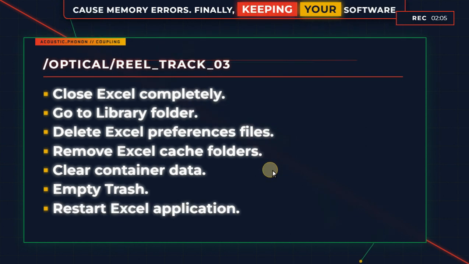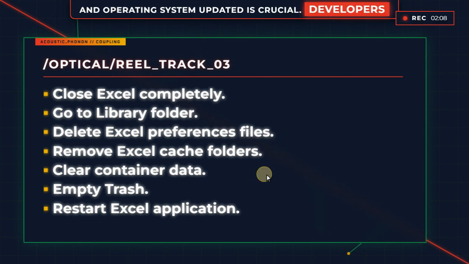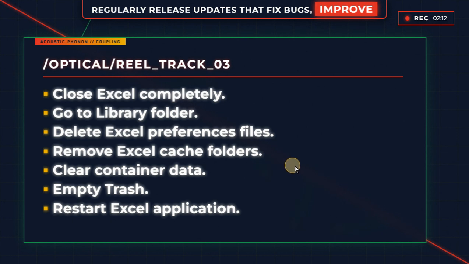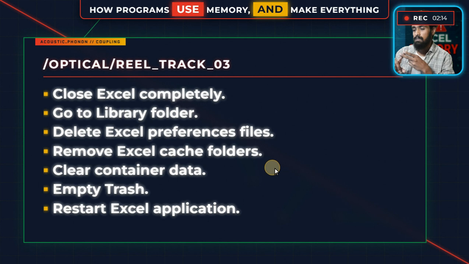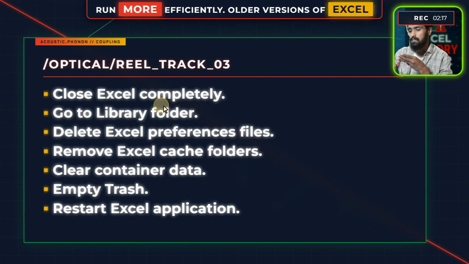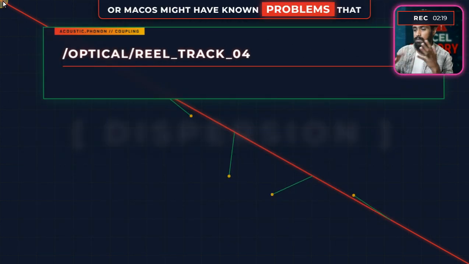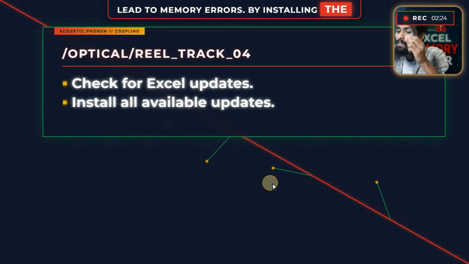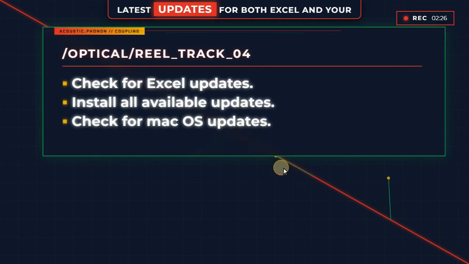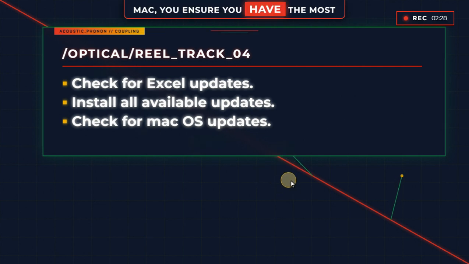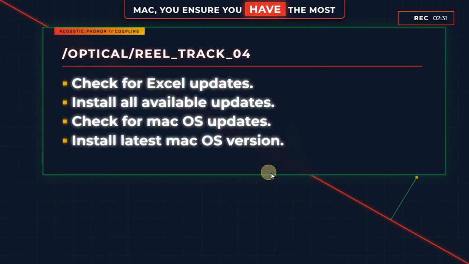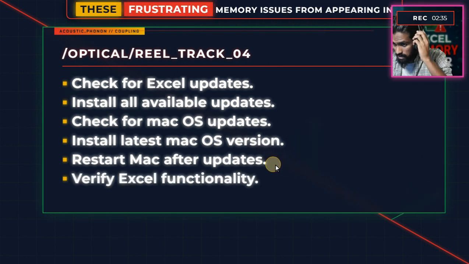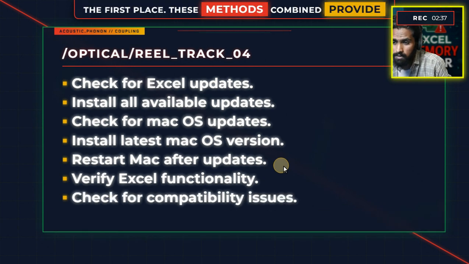Finally, keeping your software and operating system updated is crucial. Developers regularly release updates that fix bugs, improve how programs use memory, and make everything run more efficiently. Older versions of Excel or macOS might have known problems that lead to memory errors. By installing the latest updates for both Excel and your Mac, you ensure you have the most stable and optimized versions, which often prevents these frustrating memory issues from appearing in the first place.